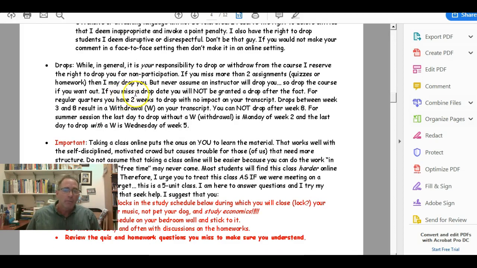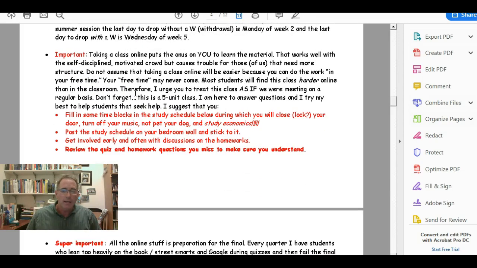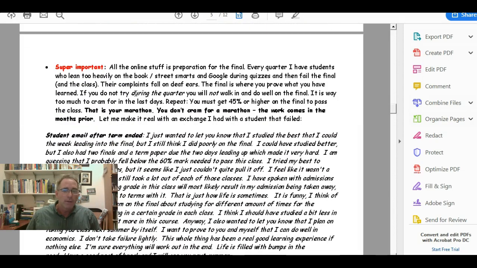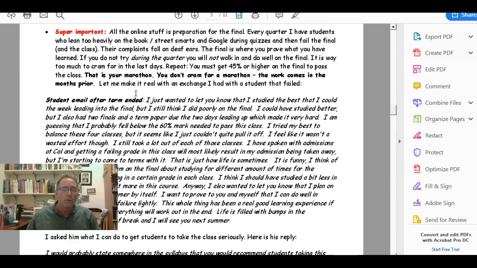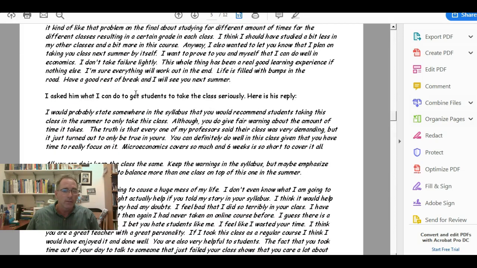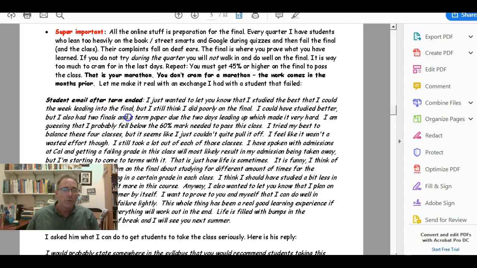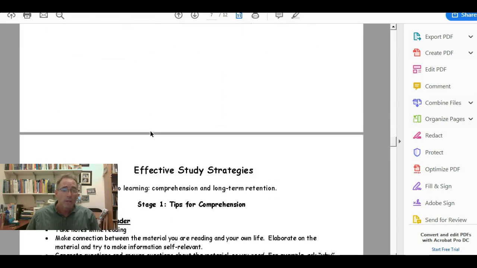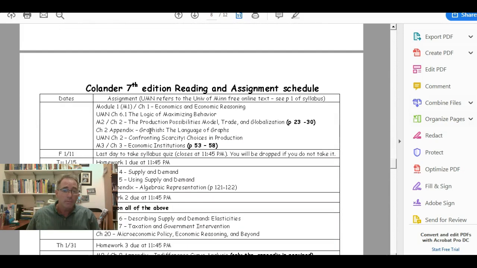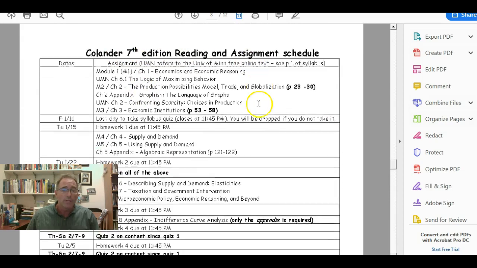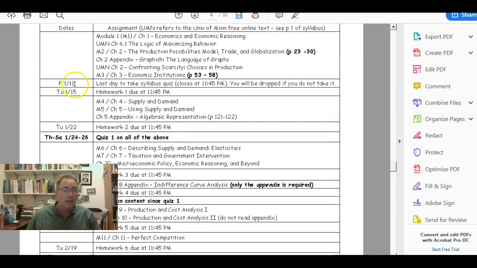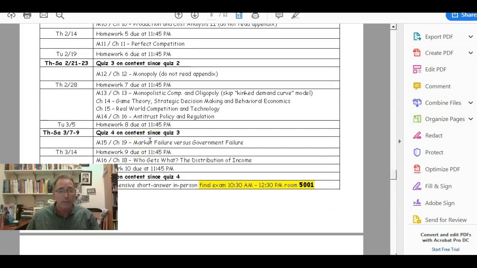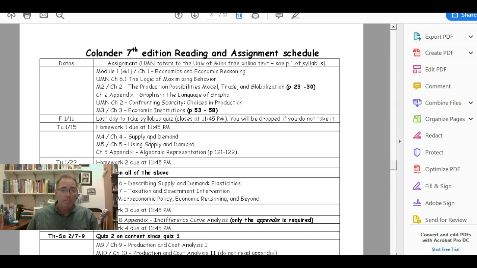All right. Be careful with drop dates. Again, all this stuff is just encouraging you to not take it easy. Don't Google answers because that is going to lead to failure. Read this email from a student who failed the class but took responsibility for it. And then toward the end, I give you reading schedules for the different books. So that's the Colander 7th edition book. Everything's on here, like the date of the syllabus quiz and the homeworks and the quizzes. It's all on here. So definitely, at a minimum, print this particular page out. This is the 7th edition.